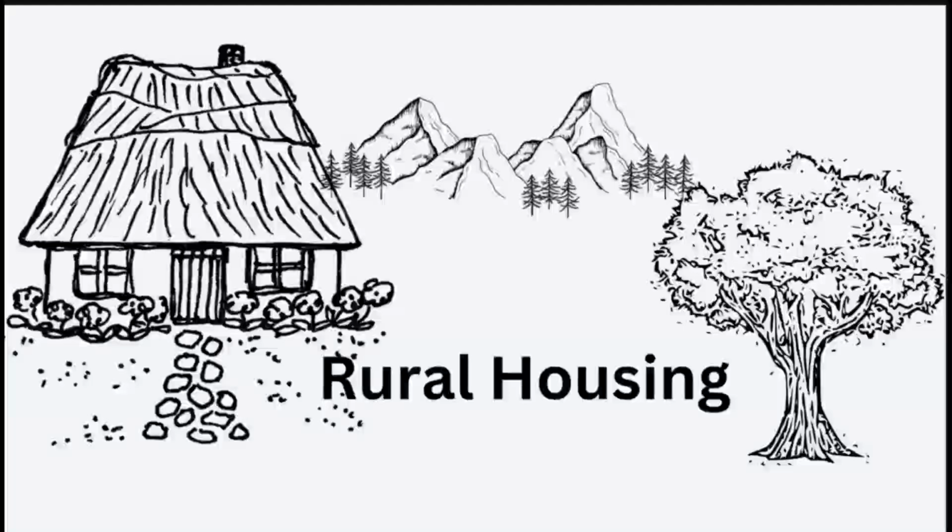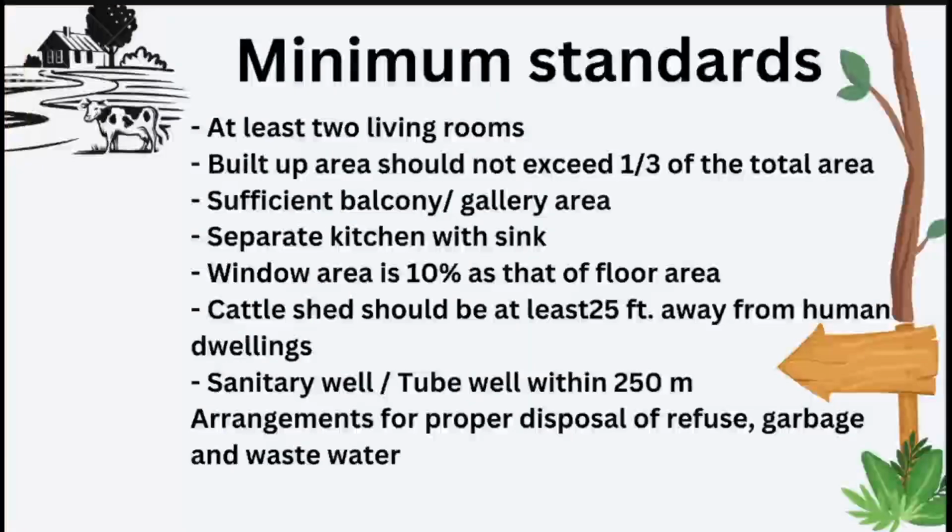The next one, when we go to the rural areas, we know that in rural areas the approved standards may be lower than in towns, and it should be like that too. So there are certain minimum standards in rural areas that include at least 2 living rooms, and a built-up area that should not exceed 1/3 of the total area. Sufficient balcony and gallery area should be there. A separate kitchen with a sink. Window area is not less than 1/10 that of the floor area.